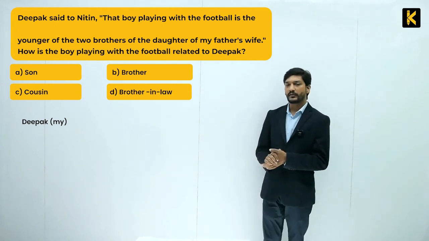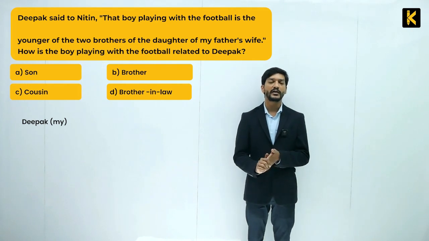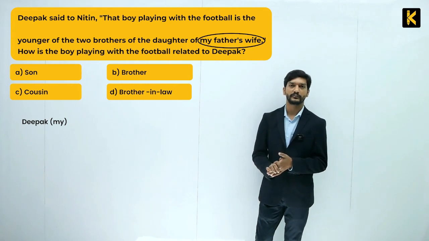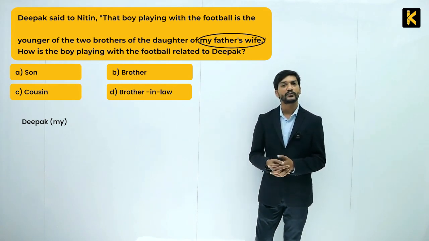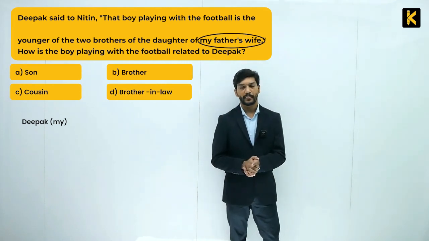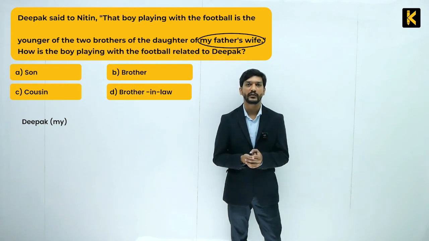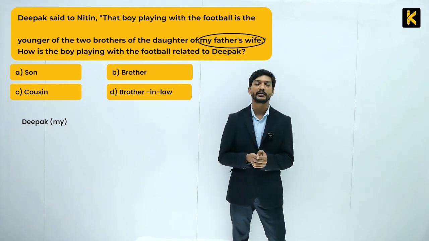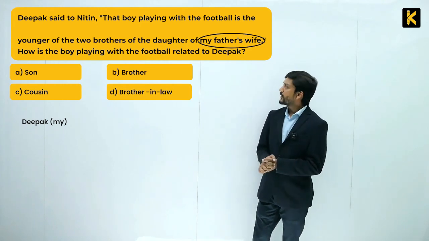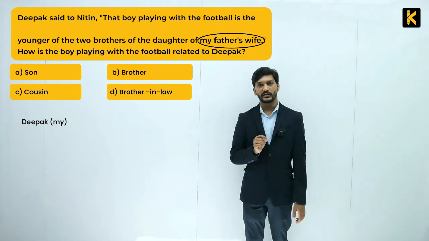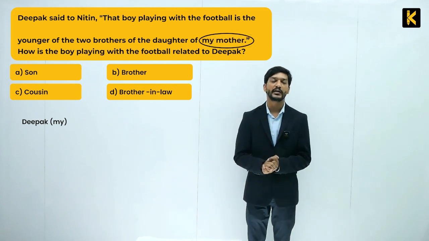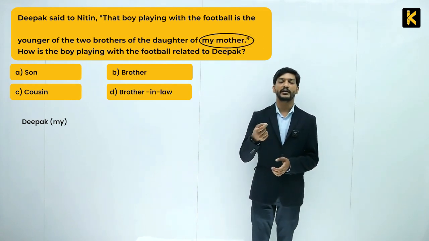So now please read the statement. In the statement, what is mentioned in the last? So we will say, sir, my father's wife. Think for yourself and say to yourself, my father's wife. Are you not feeling it means my mother? Yes, obviously. So this my father's wife, we are not liking this. So my father's wife, I am replacing it with my mother.